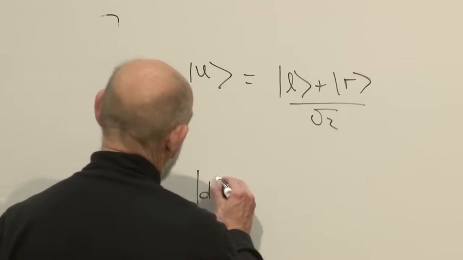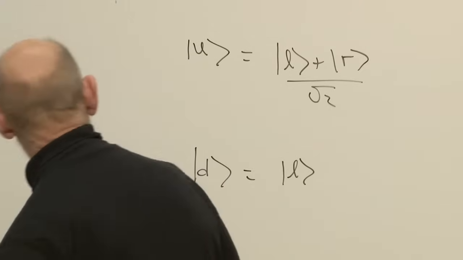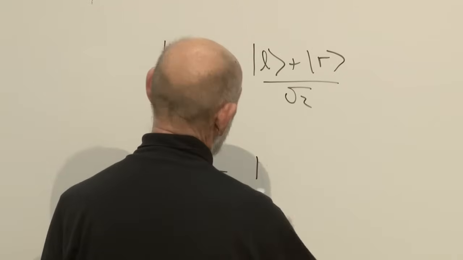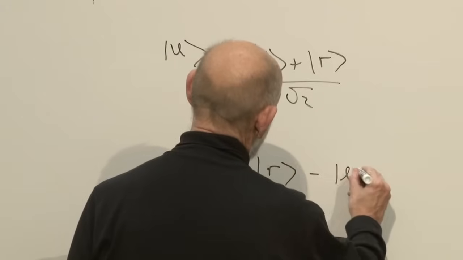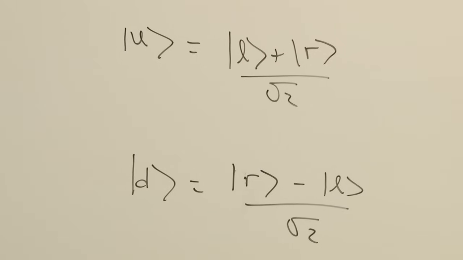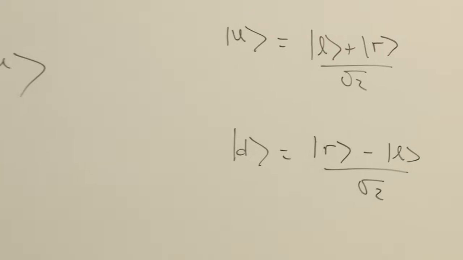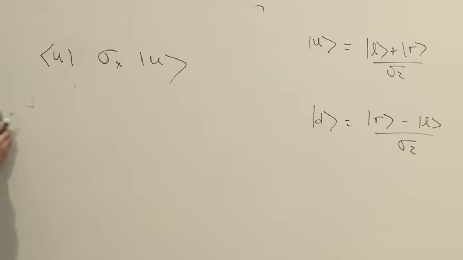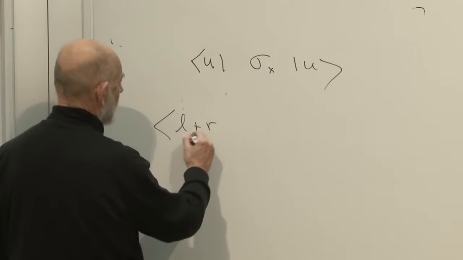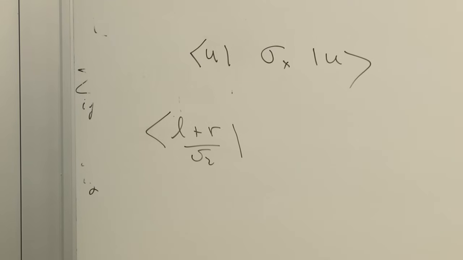Down is right minus left. With the notation we had last time, it's right minus left over root 2. So all we have to do is plug them in. On the left here, we have left. You know, I'm gonna abuse notation and just write this as left plus right over square root of 2. This is a meaningless symbol, but I think you know what I mean.